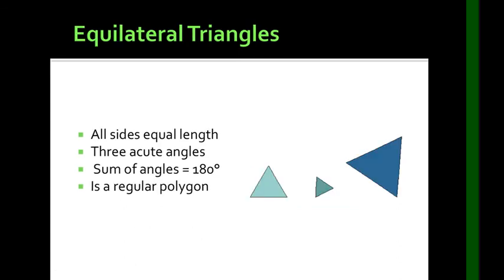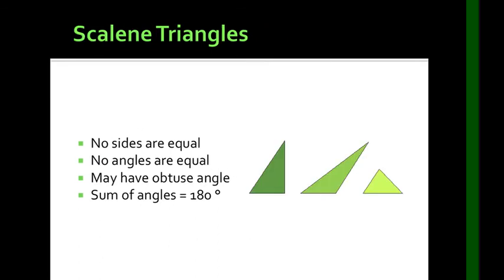Equilateral triangles, or sides are equal. Three acute angles, sum of the angles is 180, is a regular polygon. So, nasabi ko na kanina yung equilateral, no? Ang equilateral is lahat ng sides pare-pareho ang size. Scalene triangle naman is no sides are equal. So, iba-iba ang size ng sides.